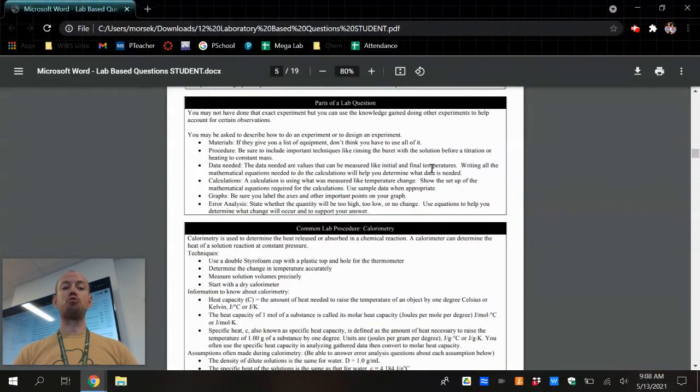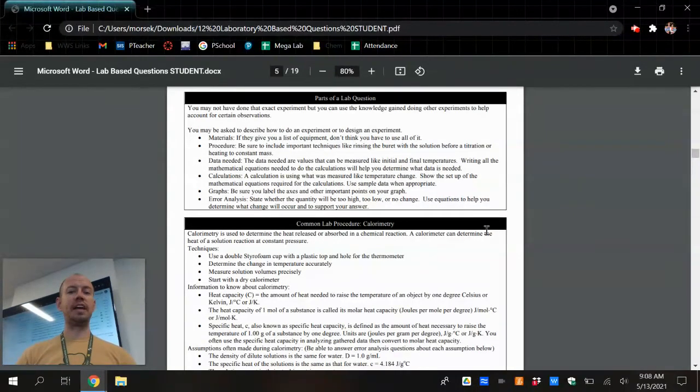In terms of data, we're thinking about what we actually measure. Right here is a great example. We can measure mass, we can measure volume. And when we're thinking about temperatures, we measure initial temperatures and final temperatures. We don't measure temperature change. When we're doing a titration, we measure our initial volume and our final volume, not how much was added.